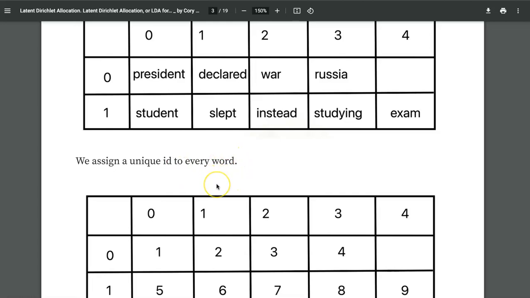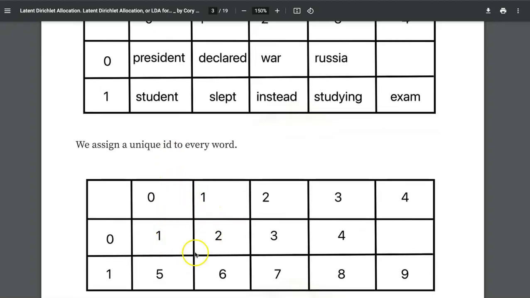There are other methods like TF-IDF and so on, but for this example, to keep it simple, just think that each of these words is represented by a unique ID. Okay, so president is 1, declared is 2, war is 3, Russia is 4, student is 5, and so on and so forth. In the examples, as there are no repeated words, each word has a distinct ID, so there are no common IDs. All these words are different.